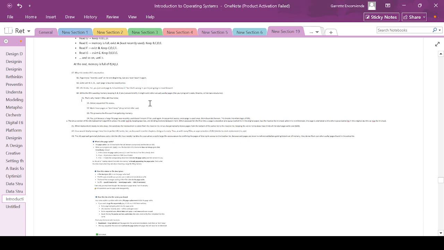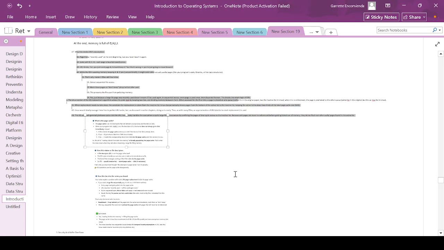Why does this break LRU's assumption? Page A was recently used at the very beginning, but you never touch it again. Same with B, C, D. Each page is touched exactly once. LRU thinks, oh, you just used page A, I should keep it, but that's wrong. You're just going to move forward. While the OS is wasting memory keeping A, B, C, etc. around briefly, it might evict other actually useful pages like your program code, libraries, or hot data structures.